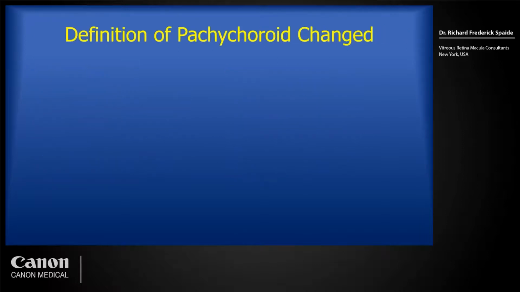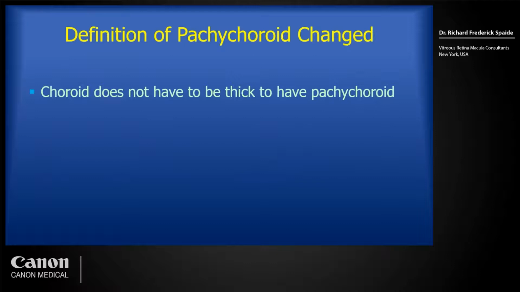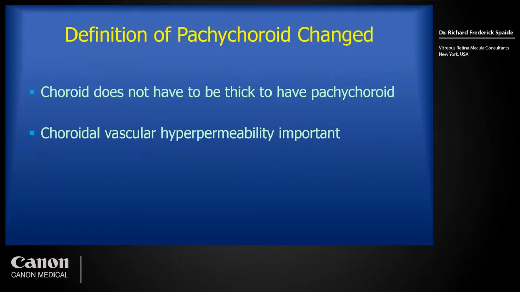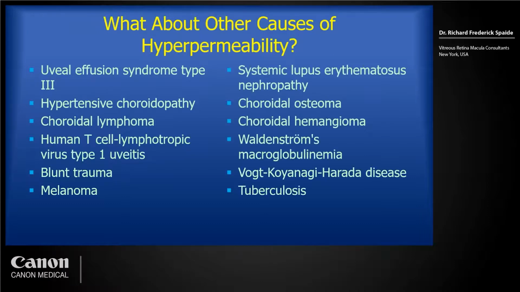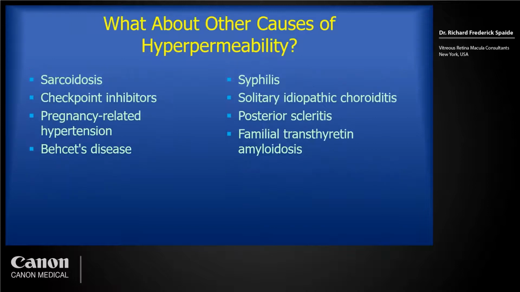The definition of pachychoroid was changed. It was said that the choroid did not have to be thick for the patient to have pachychoroid. Choroidal vascular hyperpermeability was said to be important. If that's true, then what about these conditions? They all cause choroidal vascular hyperpermeability, as do these. What about these? All of them cause hyperpermeability in the choroid. None of them are in the pachychoroid spectrum.